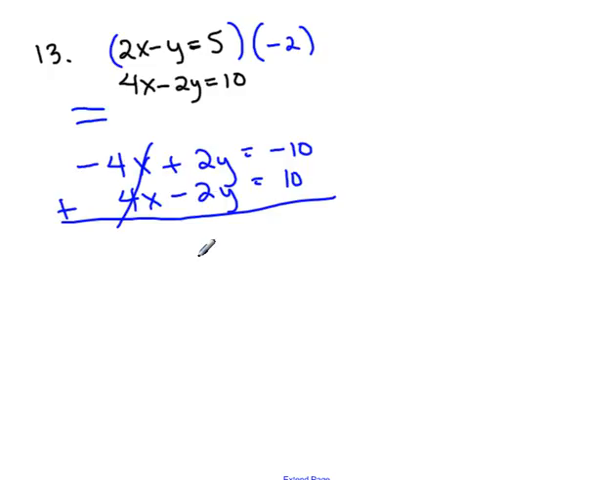My x's do indeed eliminate, but so do the y's, which means what's left here is just 0. And then negative 10 plus 10 is also 0. Remember that when both variables eliminate, you have one of the two special cases. This is either no solution or infinitely many solutions. Because the remaining statement is true, 0 does indeed equal 0, this is infinitely many solutions.